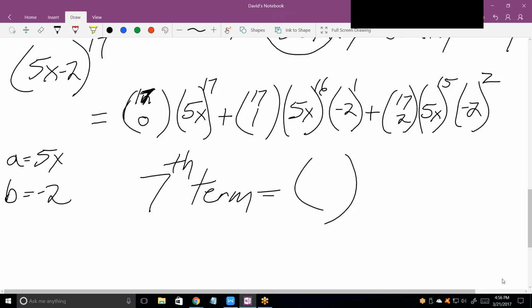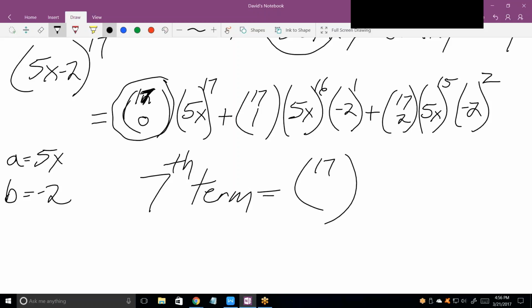So what would the seventh term be? First of all, what's the initial part? What's that part going to be? 17 choose 6. Good. What's the 5x coefficient or exponent going to be? 12. Seventh term. 13 to the 13th. Think 11th.